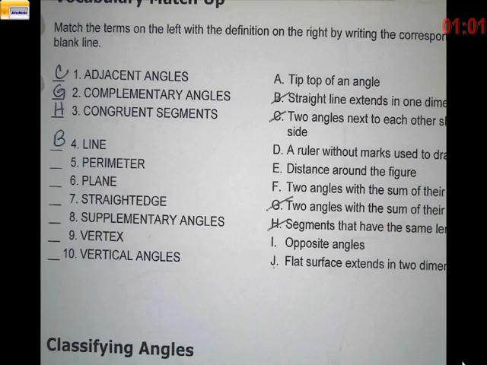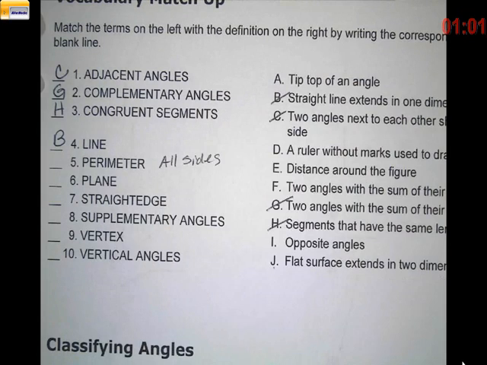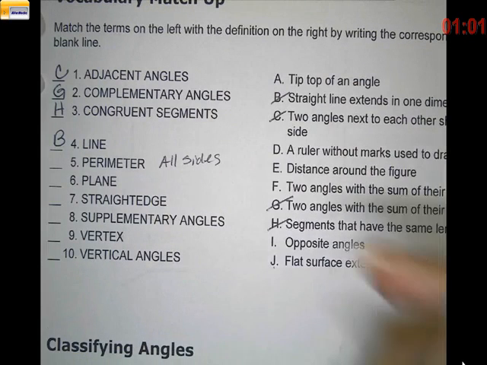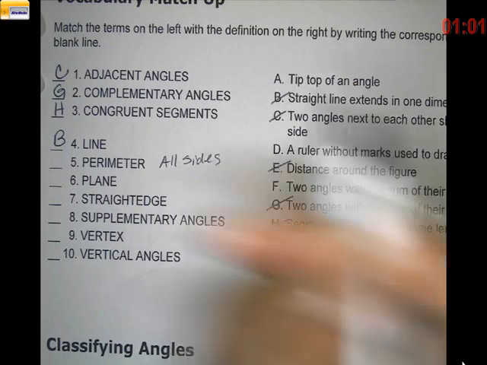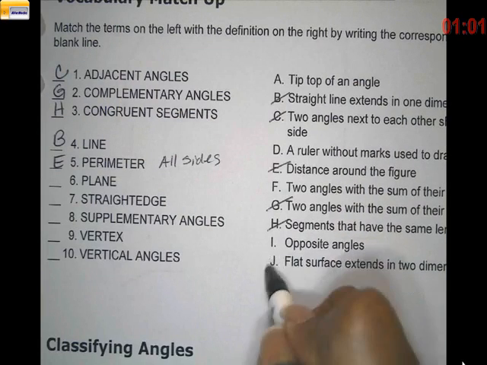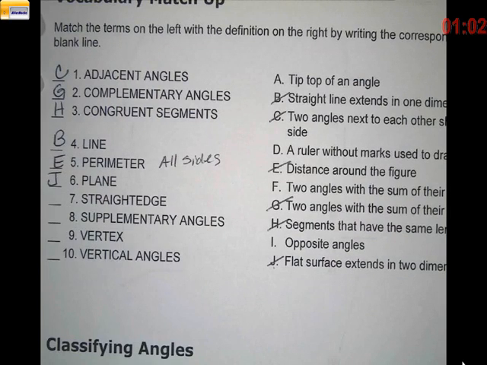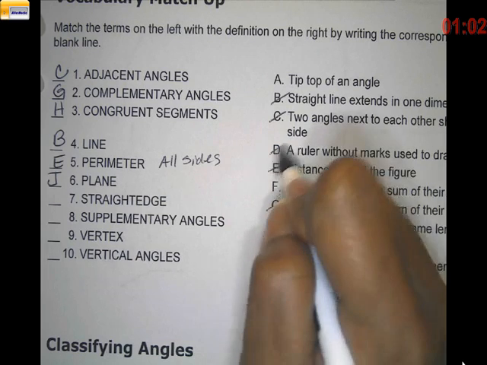Okay, perimeter. What does perimeter mean? All sides added up. So you said which one it was? E is in easy. With distance around a figure, add up all those sides around. A plane we said was J, right? Okay, what about number 7? A straight edge. Nope, it's not B. We used B already. D is in dog.